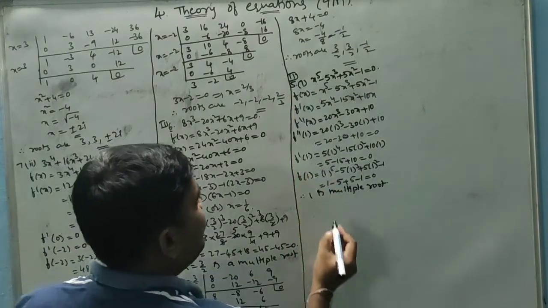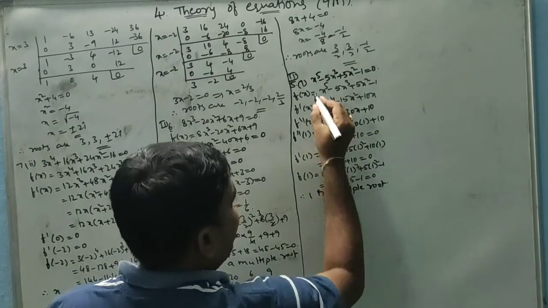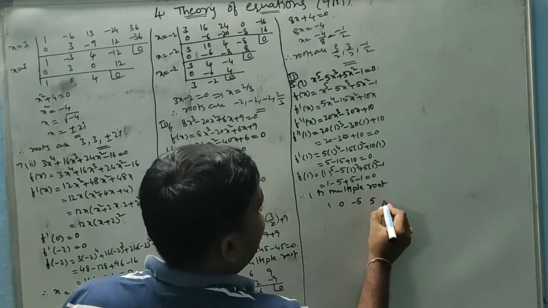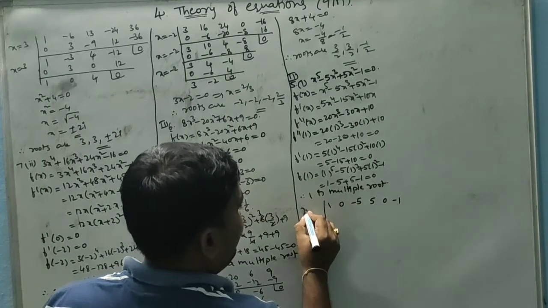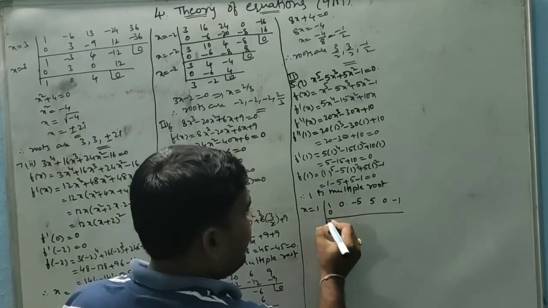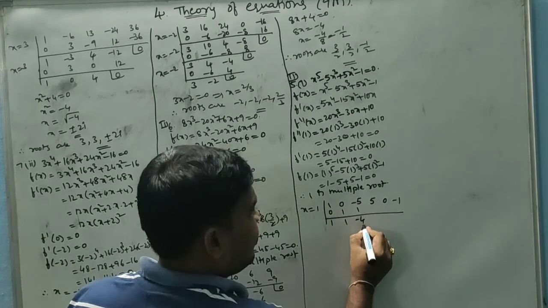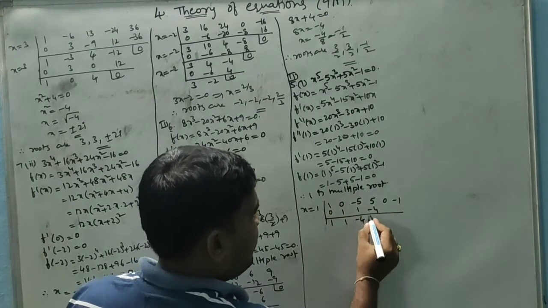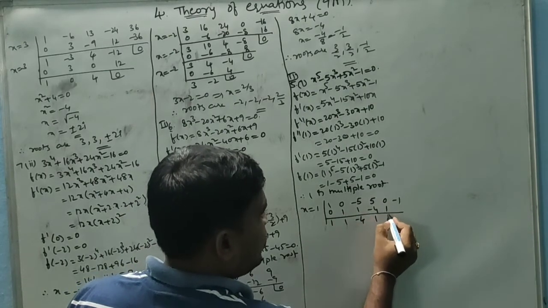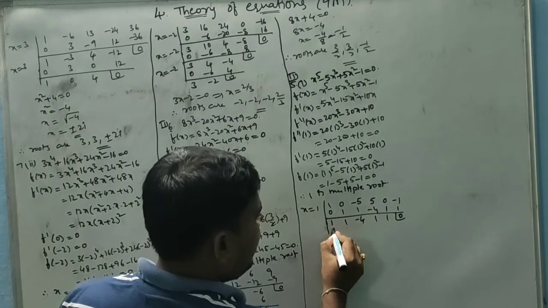I want to take the coefficients and apply Horner's method. Coefficients: x⁵ is 1, x⁴ is 0, x³ is −5, x² is 5, x is 0, constant −1. With x = 1: 1 plus 0 is 1, 1 into 1 is 1, 0 plus 1 is 1, 1 into 1 is 1, −5 plus 1 is −4, 1 into −4 is −4, 5 minus 4 is 1, 1 into 1 is 1, 0 plus 1 is 1, 1 into 1 is 1, −1 plus 1 is 0.